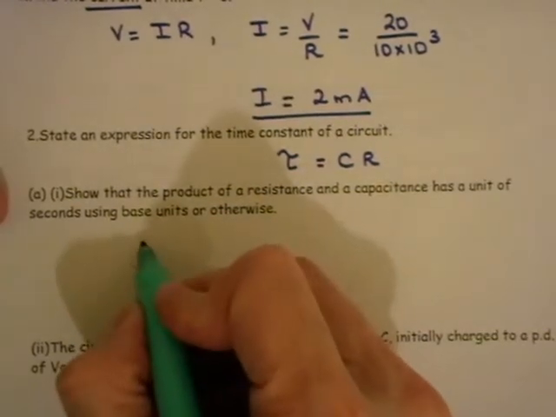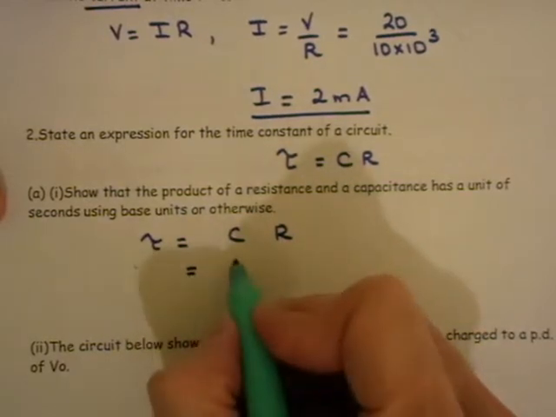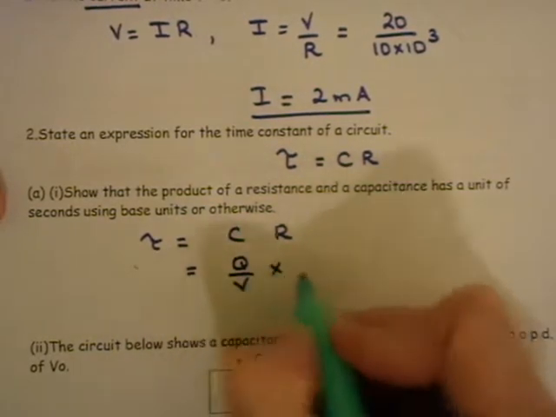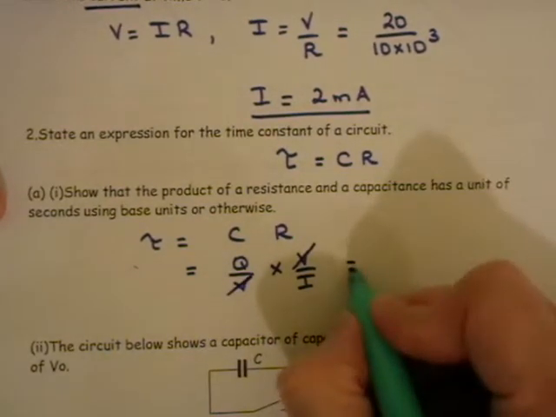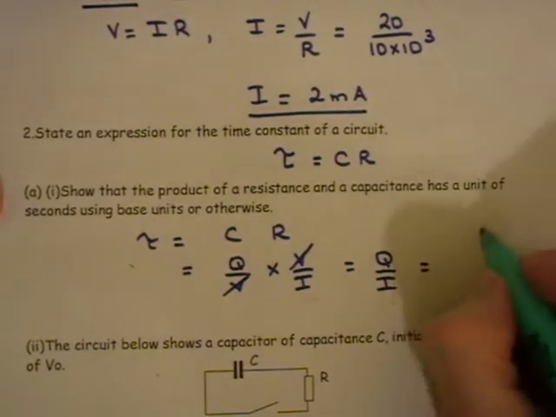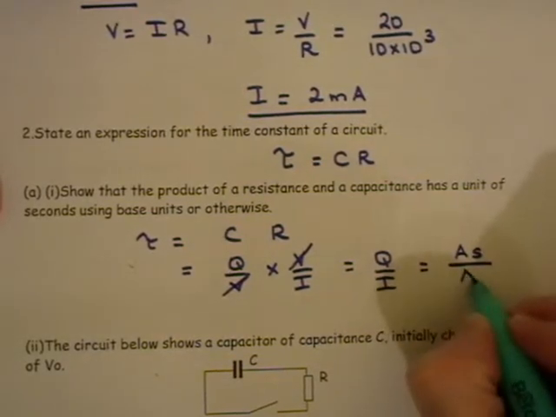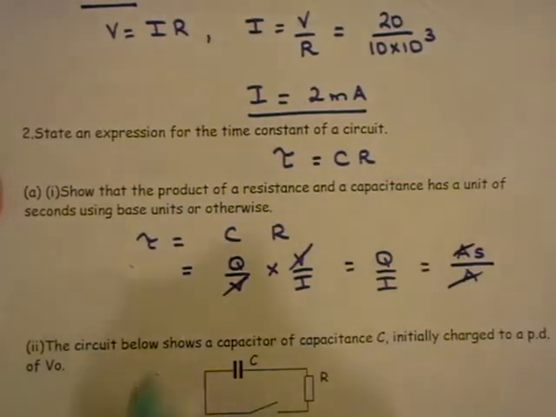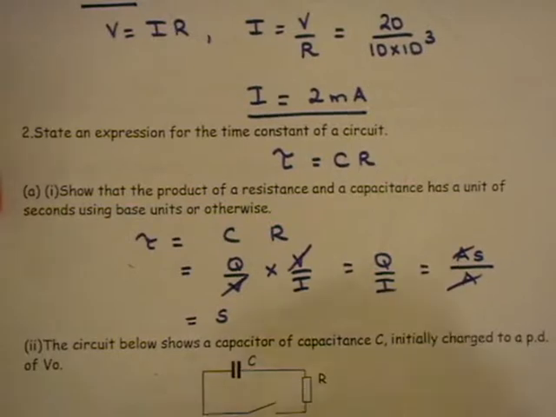So you know that tau is equal to C times R, and C is Q over V, and R is V over I. So you can see there that the V's cancel out and you're left with Q over I. So if we now write down units, Q is IT, which is amps times seconds, and I is amps, and you can see the amps cancel out, and you're left with the units of seconds. So the time constant tau is a length of time and its unit is seconds.